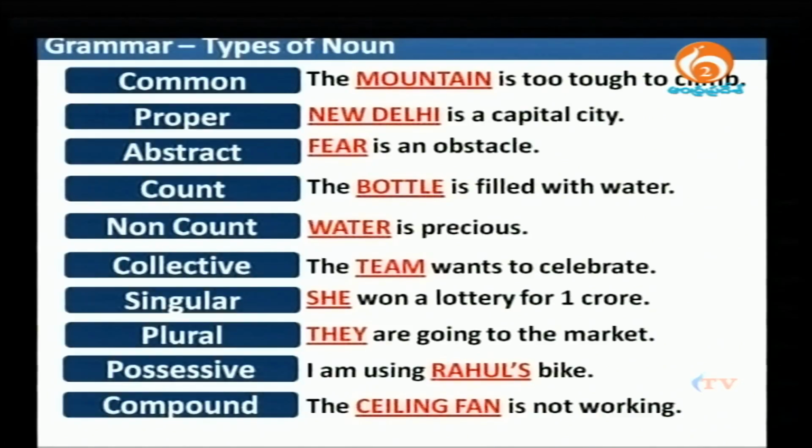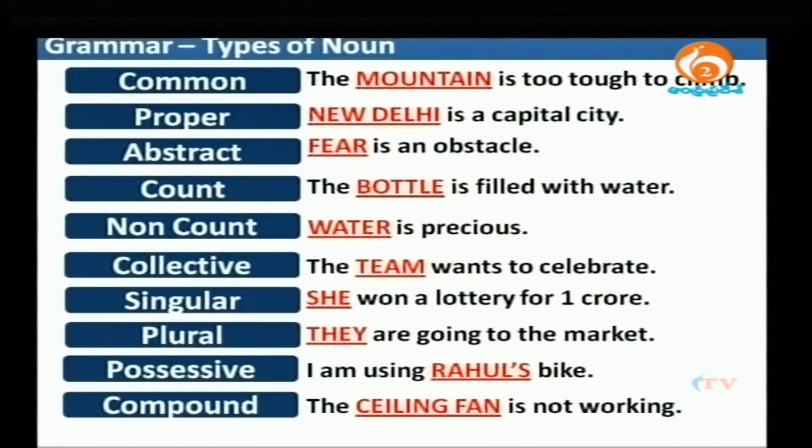So let's take one by one. The first one, common. Common noun means the mountain is too tough to climb. Anything that is common but it's a noun, that's a common noun. It's fairly self-explanatory. Proper noun means any name is a proper noun. Now the names are pronounced differently in different parts of the world. You got to be very careful about that. Okay. So any name, for example, a country's name is pronounced differently in different parts of the world.